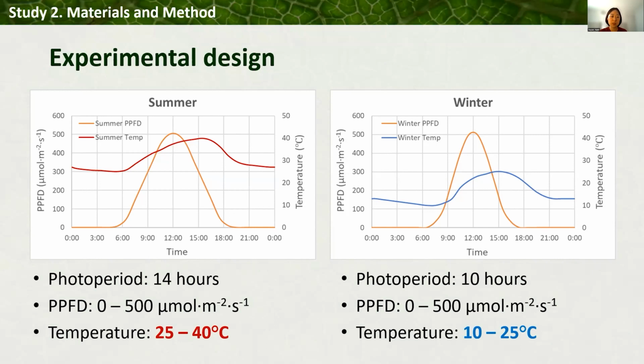For the summer, temperature goes up from 25 to 40 as a maximum. It can easily happen in Georgia. And in the winter, the temperature ranges from 10 to 25 degrees C.